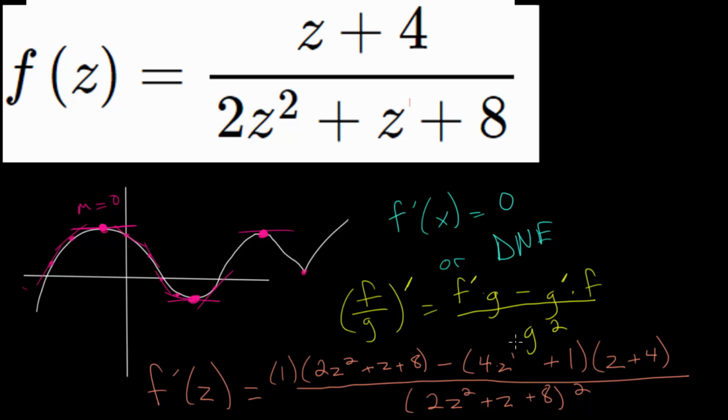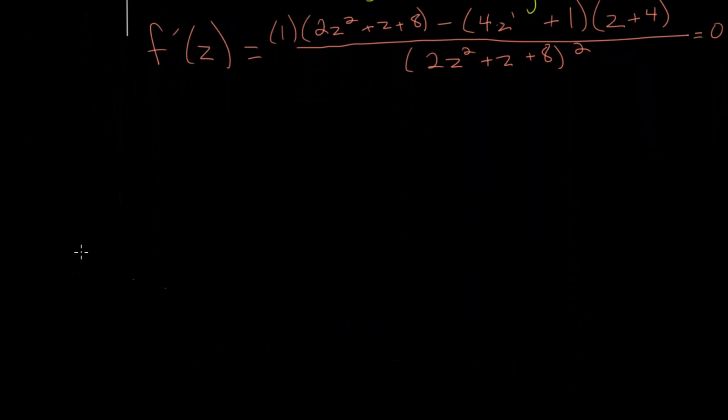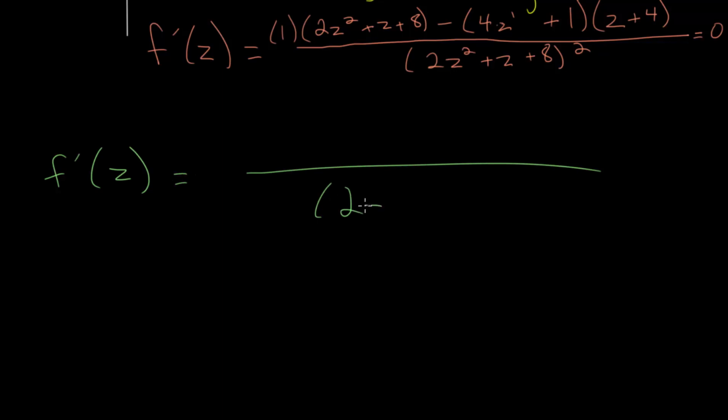So this right here is our first derivative of the function f with respect to z, and to find its critical points, we'll just set this equal to 0. So let's make a little bit of room, and we can start simplifying this. Let me just rewrite what we have in our numerator here. We will distribute this 1, so that won't change anything. And I'll leave the denominator as this 2z squared plus z plus 8, squared.